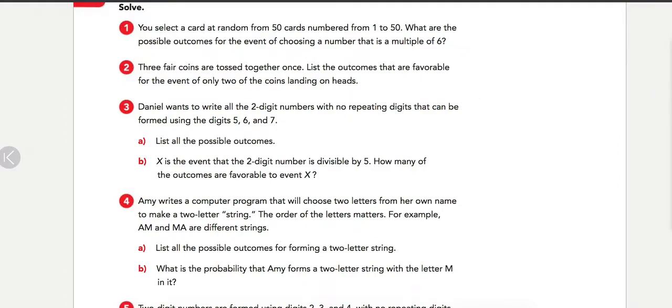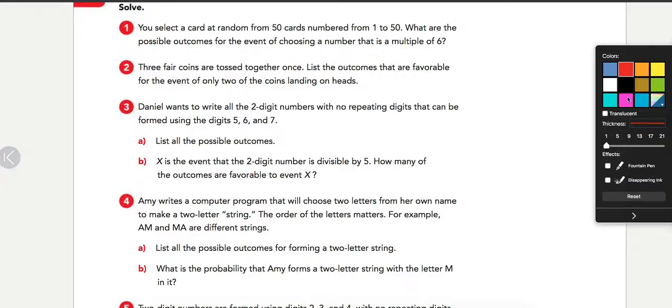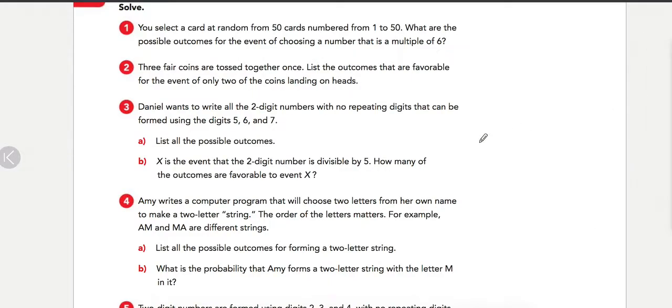So, number one. You select a card at random from 50 cards numbered 1 to 5. What are the possible outcomes for the event of choosing a number that is a multiple of 6? For here, you just had to list the multiples of 6. And they are here. That's it. Just wants you to list the outcome.